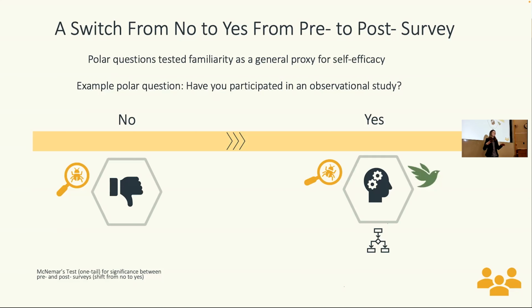So for overall participants, we use these questions as sort of a proxy for self-efficacy. So one example question would be, have you participated in an observational study? And so we had a switch from no to yes for overall participants.